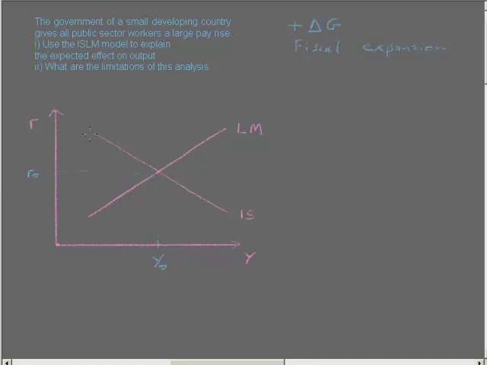In other words, the IS curve is going to move to the right. So for any level of interest rates, the desired level of expenditure for any level of income increases because we're increasing government spending. Another way of looking at it is to say that at any level of interest rates, the level of output that makes investment and saving equal increases. So fiscal expansion means that the IS curve shifts right.